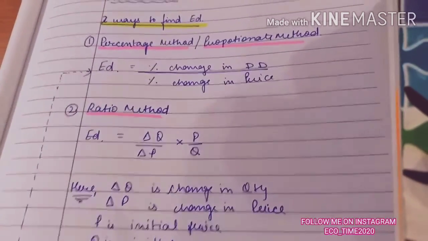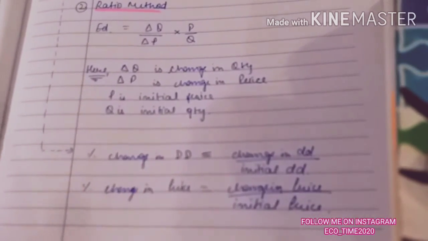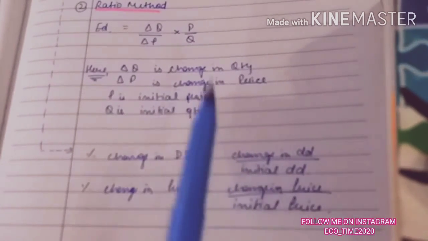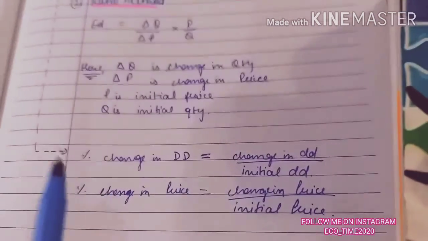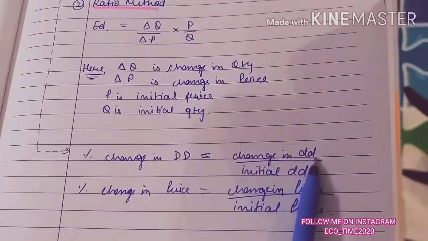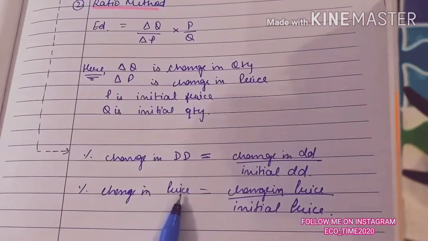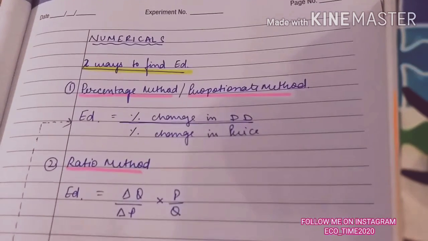So to find percentage change in demand, sorry for the focus, percentage change in demand is change in demand, that might be given to us, upon initial demand, and percentage change in price is change in price upon initial price. This is how we can find the elasticity of demand.